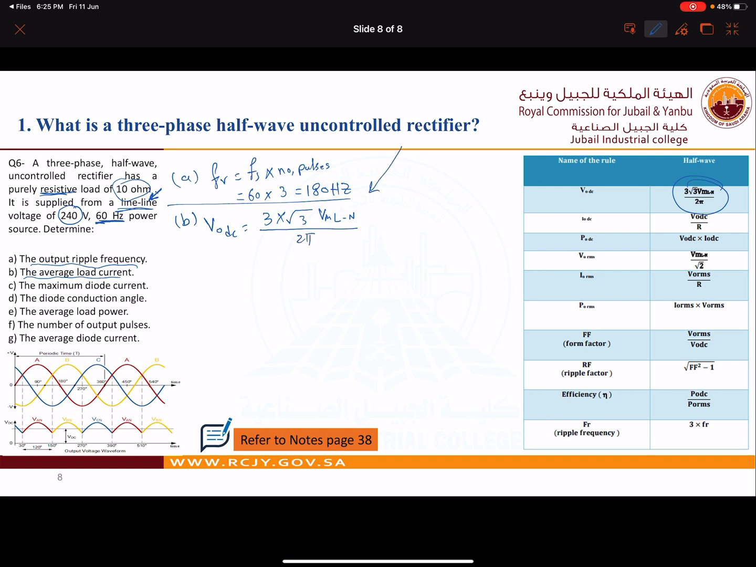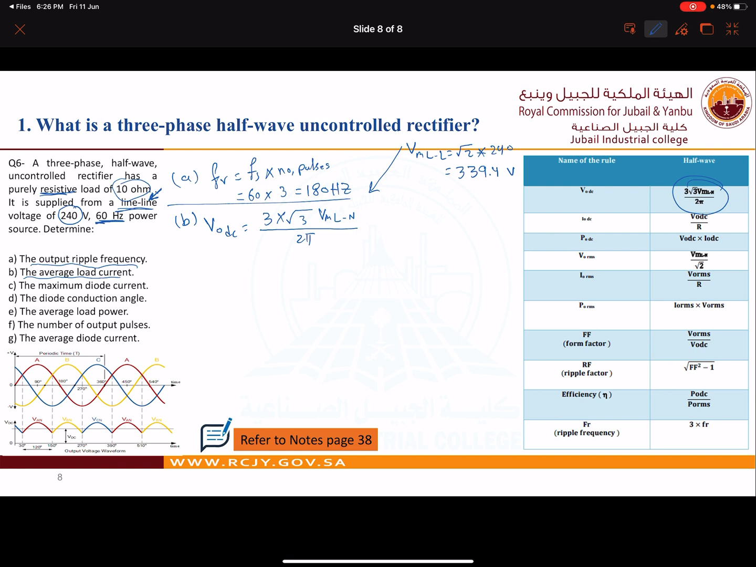Now we know here that V maximum line to line is equal to what? Root 2 multiplied by 240. So our maximum line to line voltage should be 339.4 volts. This is our maximum.